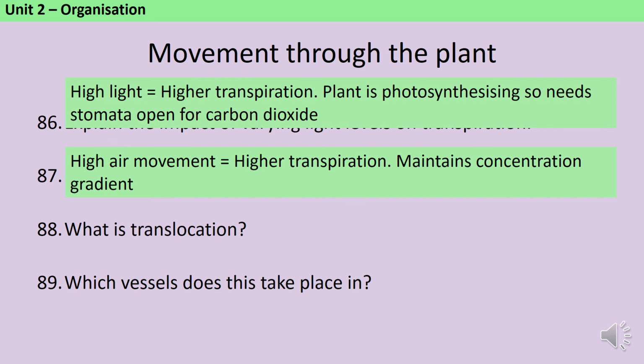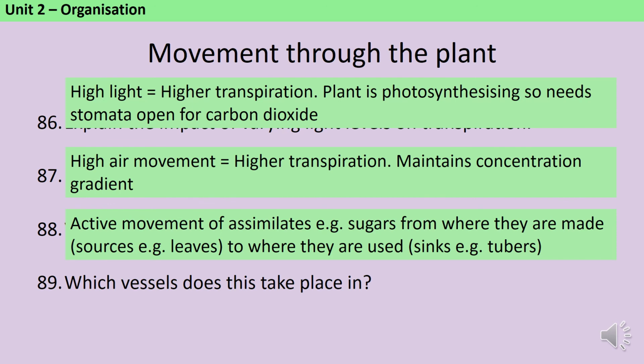Translocation is an active process. In other words, it takes a lot of energy. It moves assimilates, sugars, from where they're made in the leaves to anywhere in the plant that they're used, so particularly in storage organs like tubers. It can move sugars about 10,000 times faster than diffusion alone would do. This takes place through the phloem.